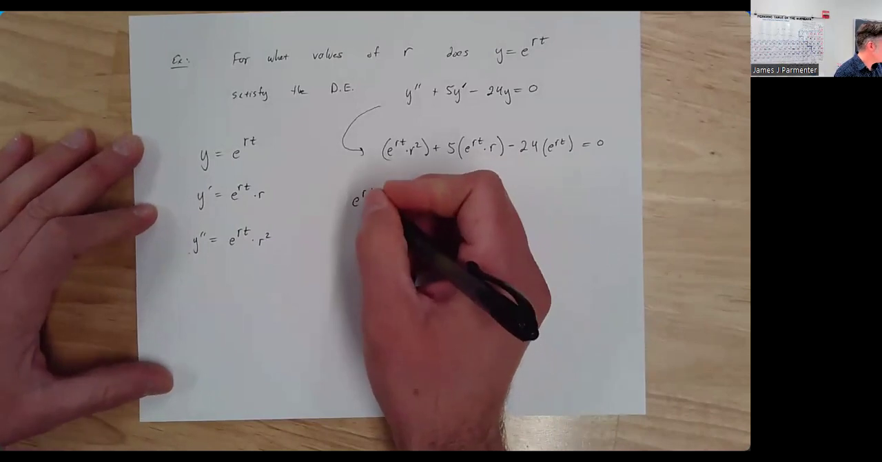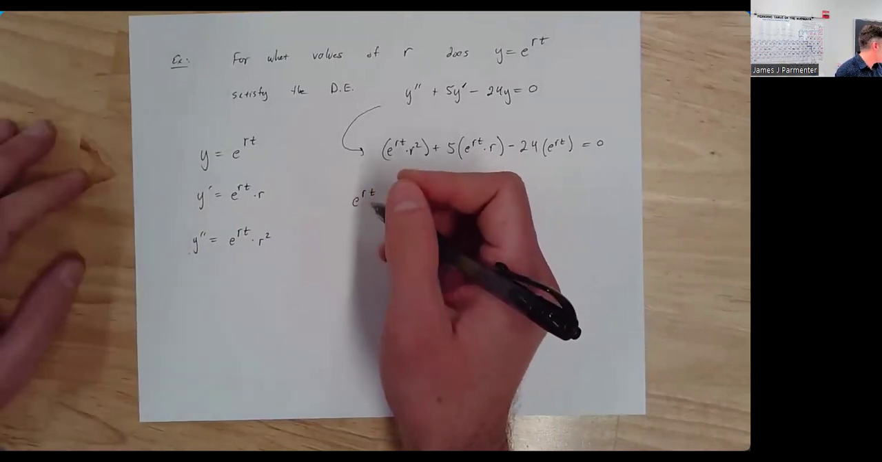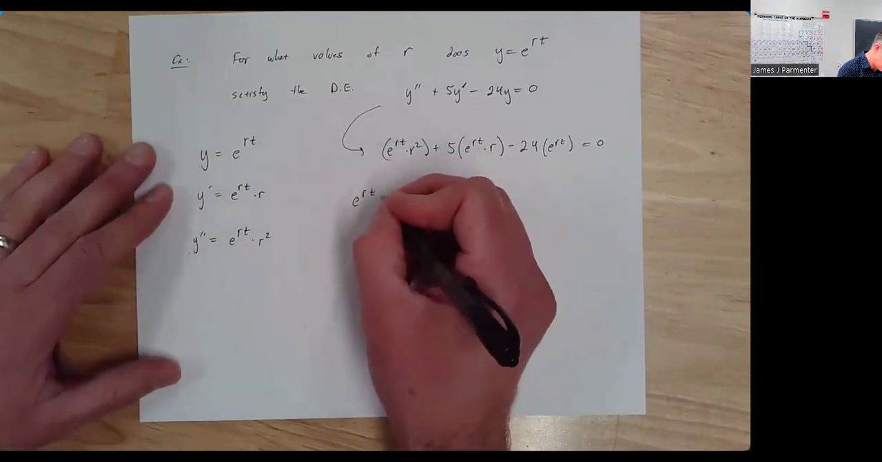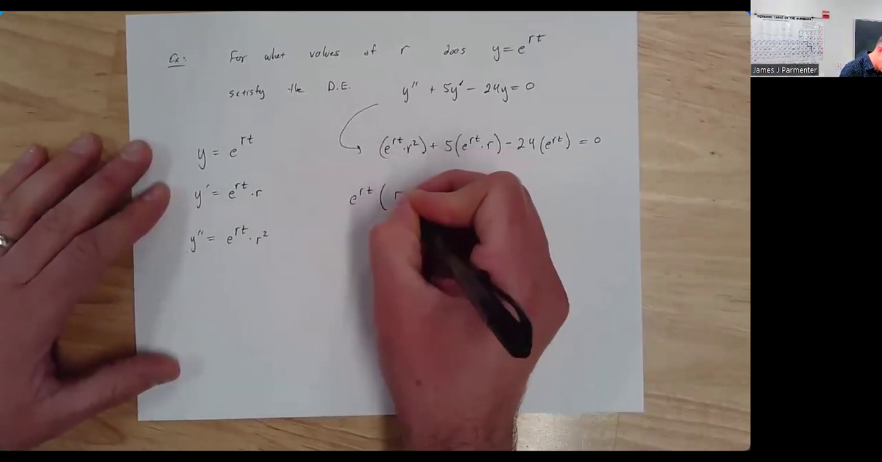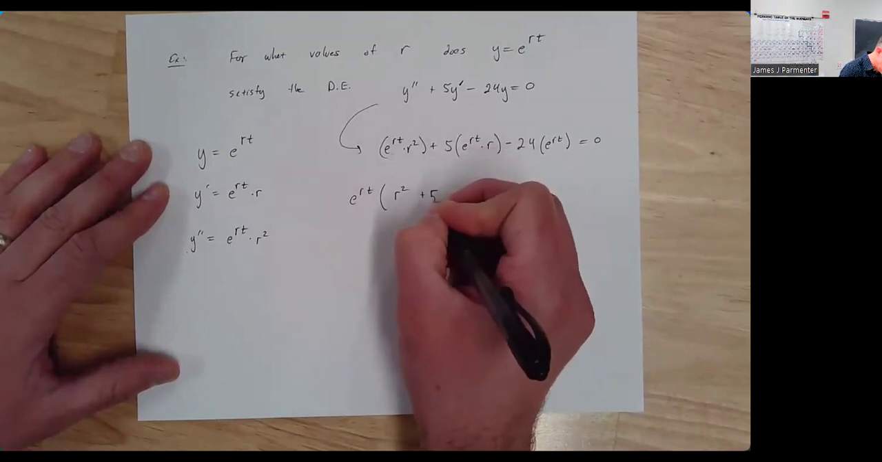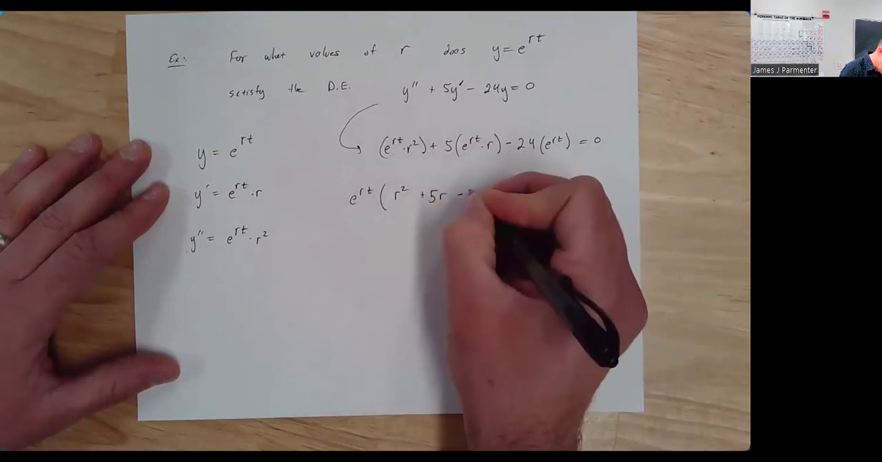Also, notably, e to the rt is never equal to 0. So we're not going to get a solution from that part. So we kind of ignore it almost. So e to the rt, we're left with an r squared here, a 5 times r there, and a minus 24 there.